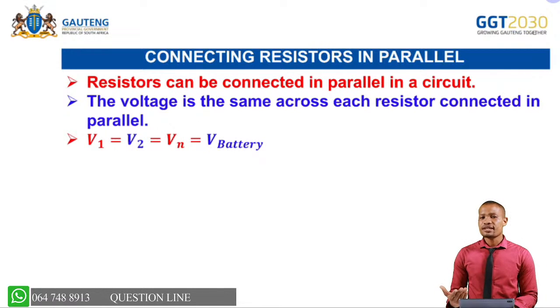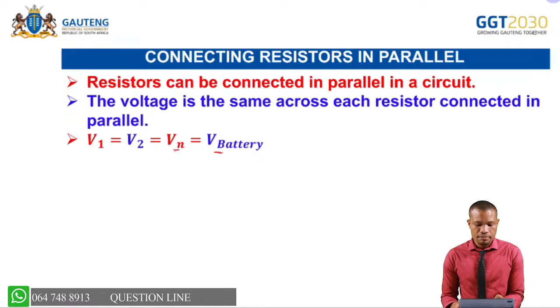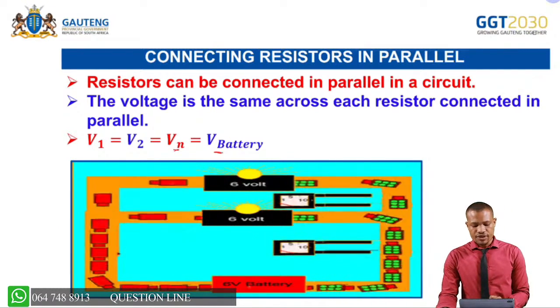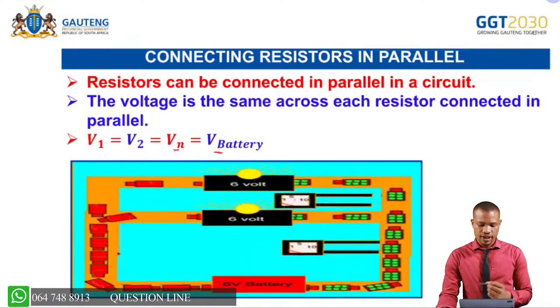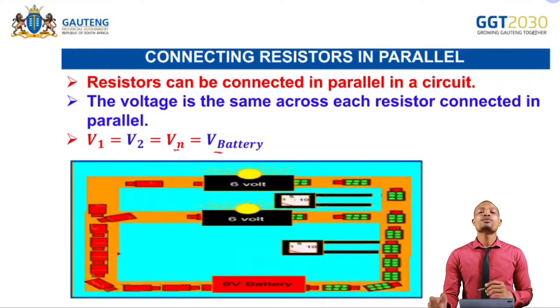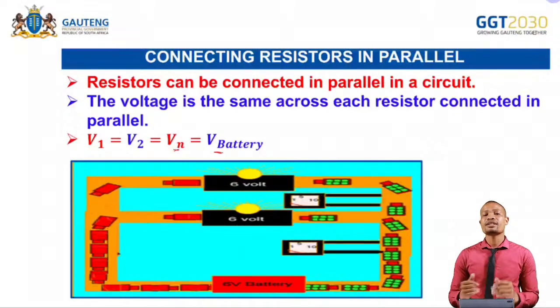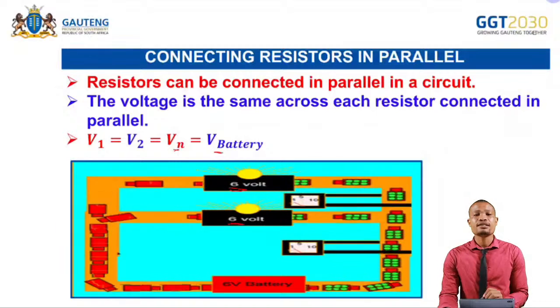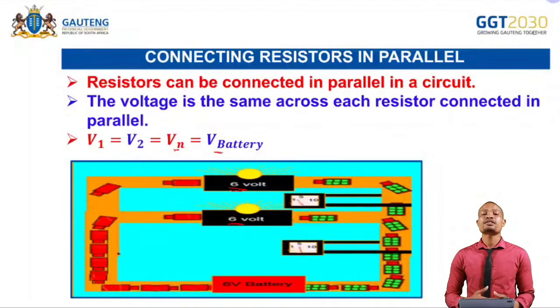So the voltage across the first resistor will be equal to the voltage across the second resistor provided they are parallel to each other, and it will be equal to any other number of resistors. That's what Vn means. And it will be equal to the voltage coming from the battery. That's what V battery means. To demonstrate this, I have this illustration below. You have a battery that is providing 6 volts. That 6 volts will remain the same provided that the resistors are connected in parallel. The first resistor receives 6 volts and the second resistor receives the same 6 volts. So in a parallel circuit, the voltage remains constant.